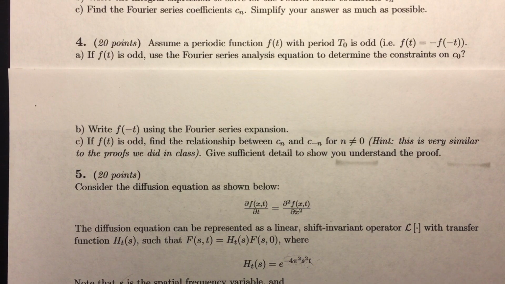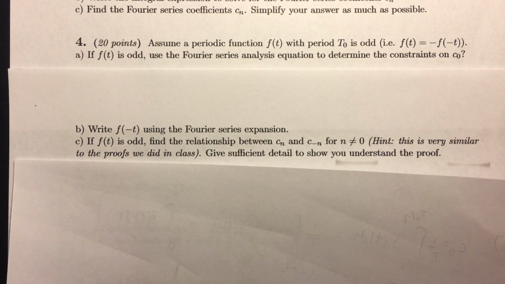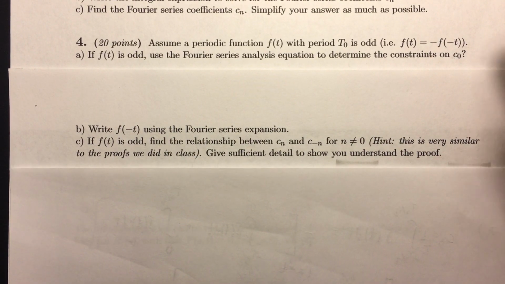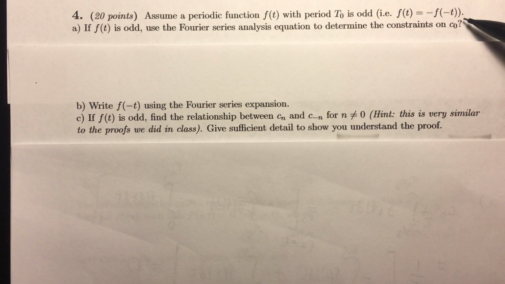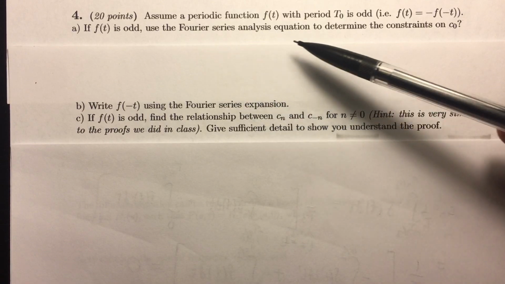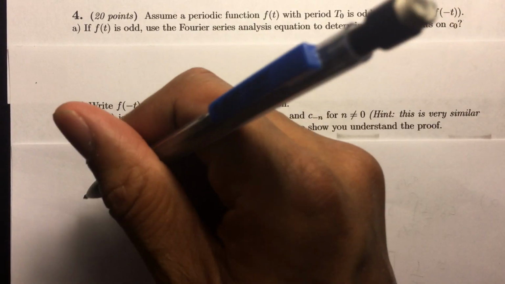Problem 4. We have a periodic function with period t naught, and it's odd. And so this is an odd function. If f of t is odd, use a Fourier series analysis equation to determine the constraints on C0.